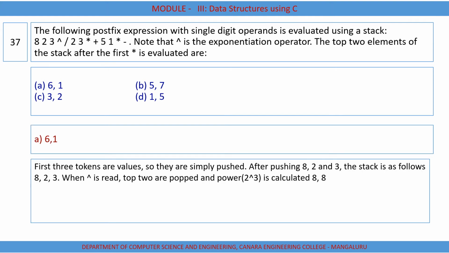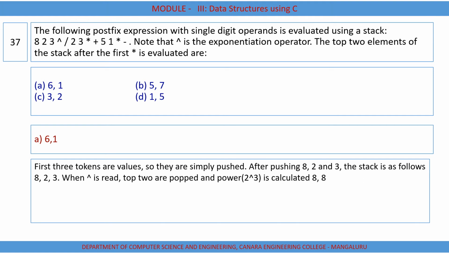6 and 1. The first three tokens are values, so they are simply pushed. After pushing 8, 2, 3, the stack is as follows. The stack contains, at the bottom, 8, next 2, and at the top of the stack 3. When cap is read, the top 2 are popped. The top 2 popped are nothing but 2 and 3.